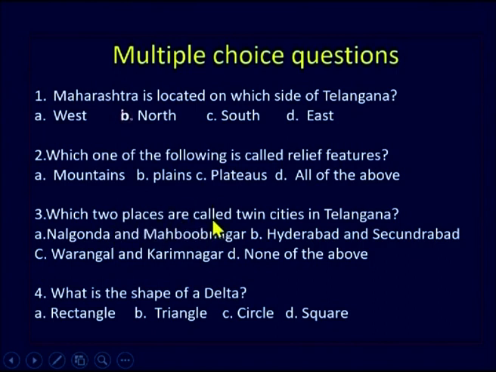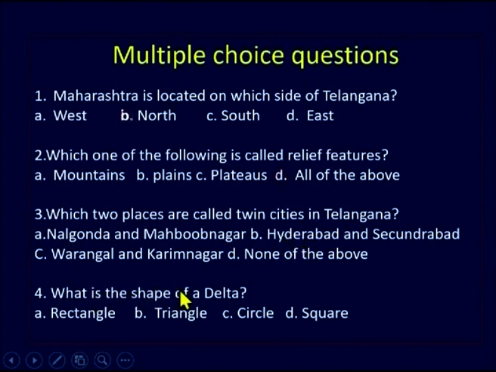Which two places are called twin cities in Telangana? Nalgonda and Mahbubnagar, Hyderabad and Secunderabad, Warangal and Karimnagar, none of the above. Which is the right answer, children? Yes, Hyderabad and Secunderabad is the right answer.